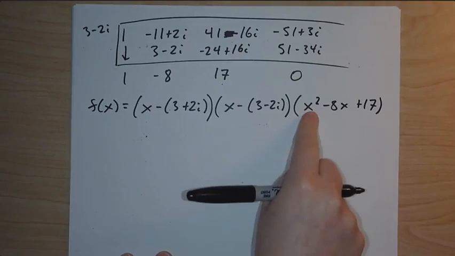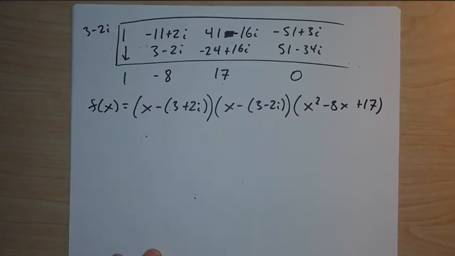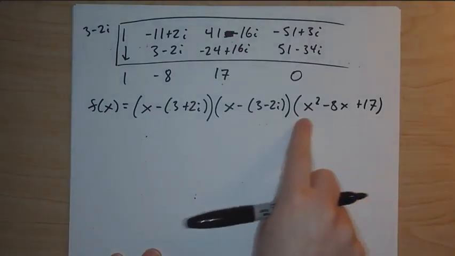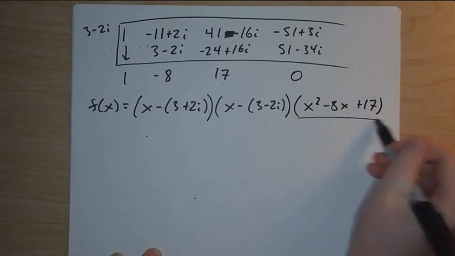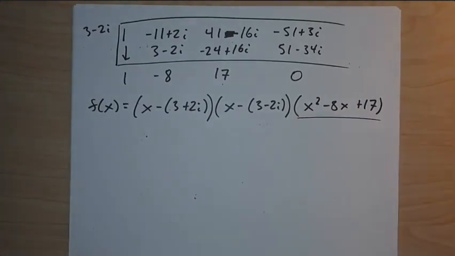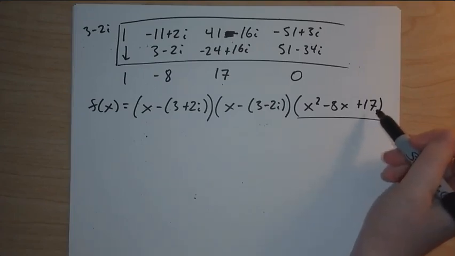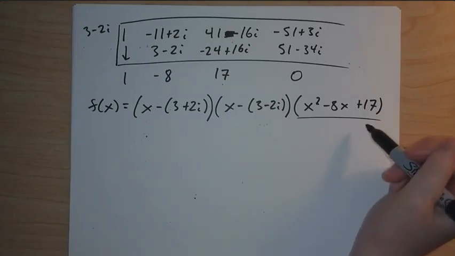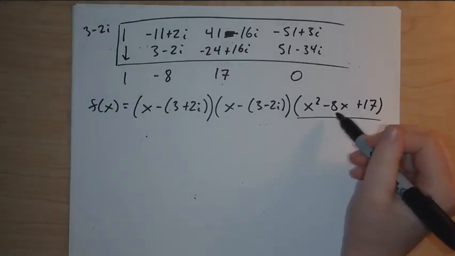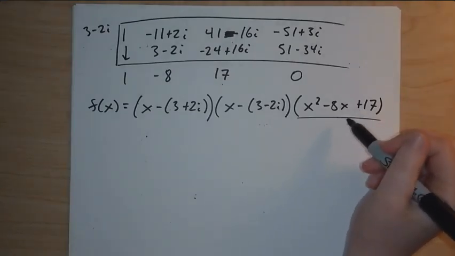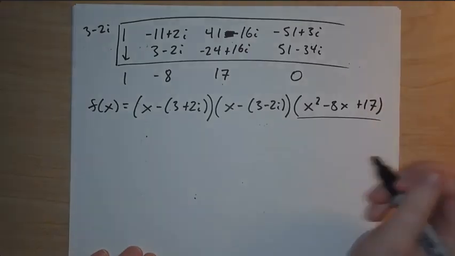Because we started with x to the 4th, so we know that we have to have x squared. So the only thing left to do is to factor this bit right here. And if you try and factor it normally, you'll have to look at factors of 17. Factors of 17 is just 1 and 17, which none of those add up to negative 8. So we're going to use the quadratic formula for that.